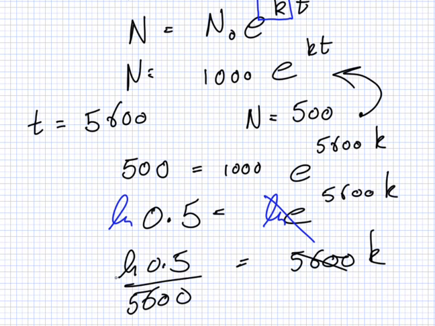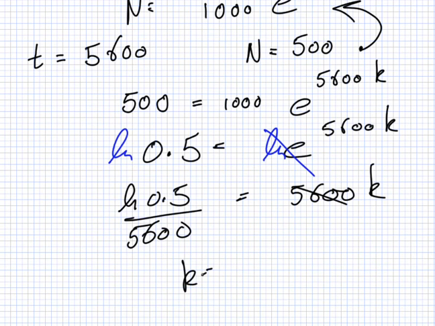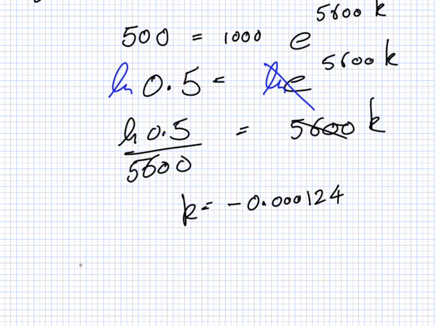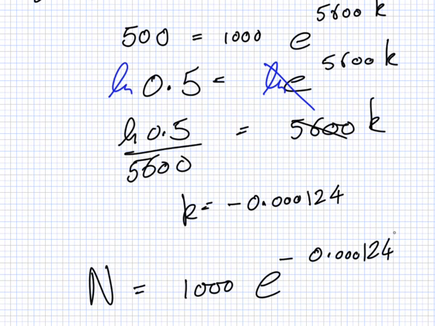And you'll notice soon the k will be negative here. So what value do I get for k? 10 to the minus 4. 1.24, like this. So we have our answer: N equals 1,000 e to the minus 0.000124 t. Is that the answer at the back?